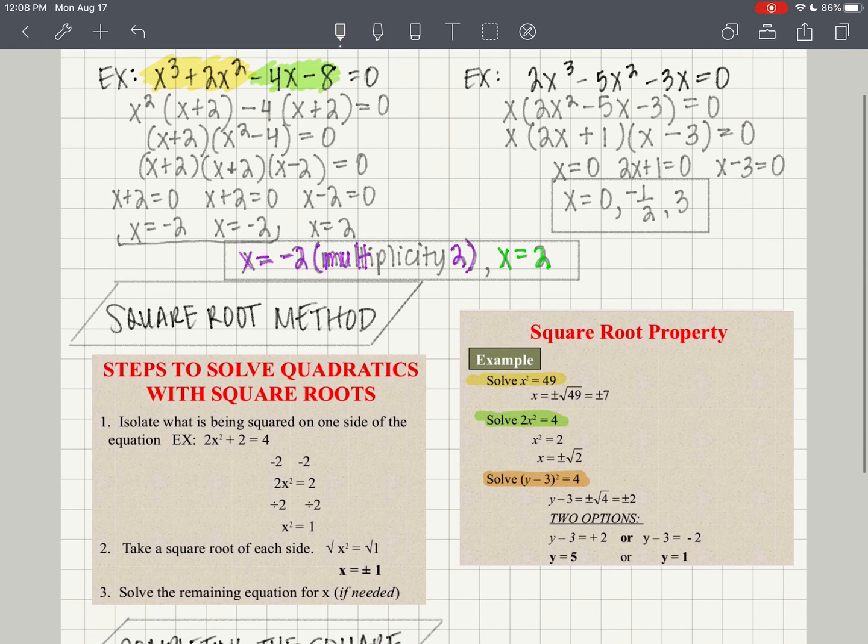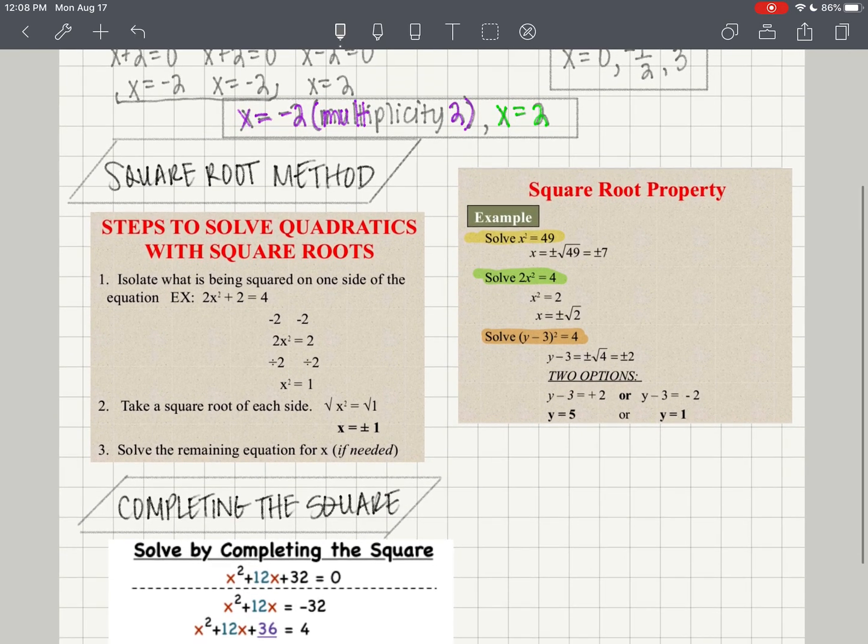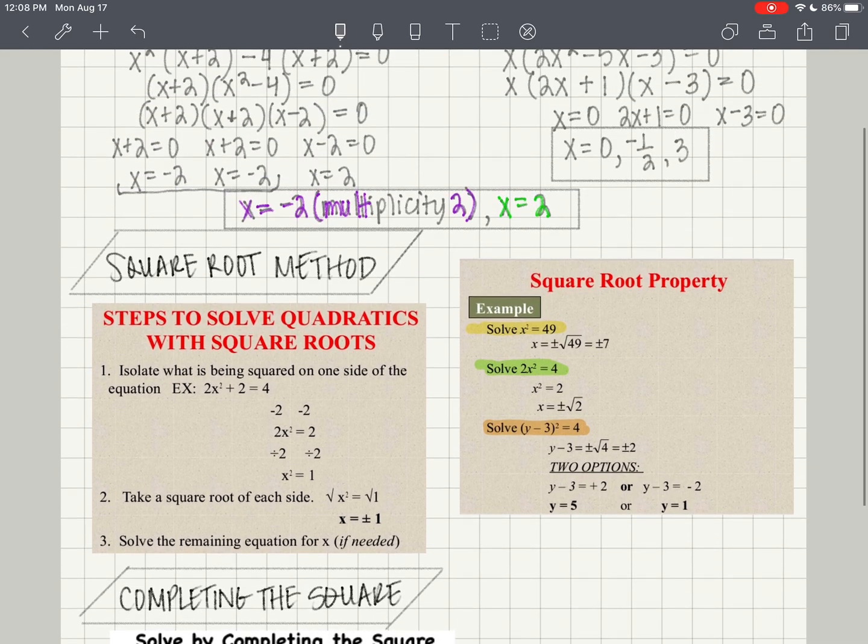We'll come back in the next video and we'll talk about the square root method. We'll talk about completing the square, and then we've got that quadratic formula coming up.